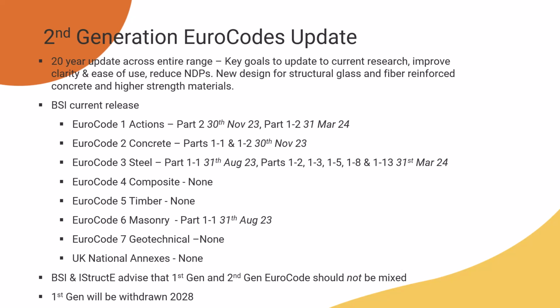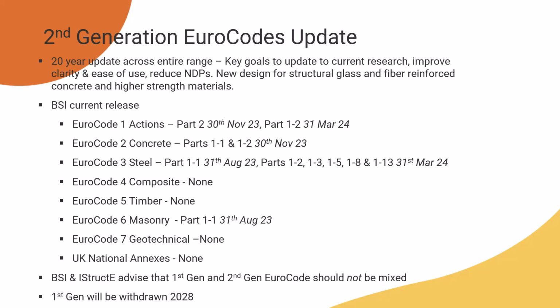We now have Eurocode, effectively Eurocode 10 for structural glass, and we also have parts in the concrete design for fiber reinforced concrete, as well as higher strength materials being covered across the board, and a focus on things like environmental factors, allowing people to ensure their designs are fit for the future. Utilizing higher strength materials can also be a great strategy for reducing carbon. So we see them as a really positive step.